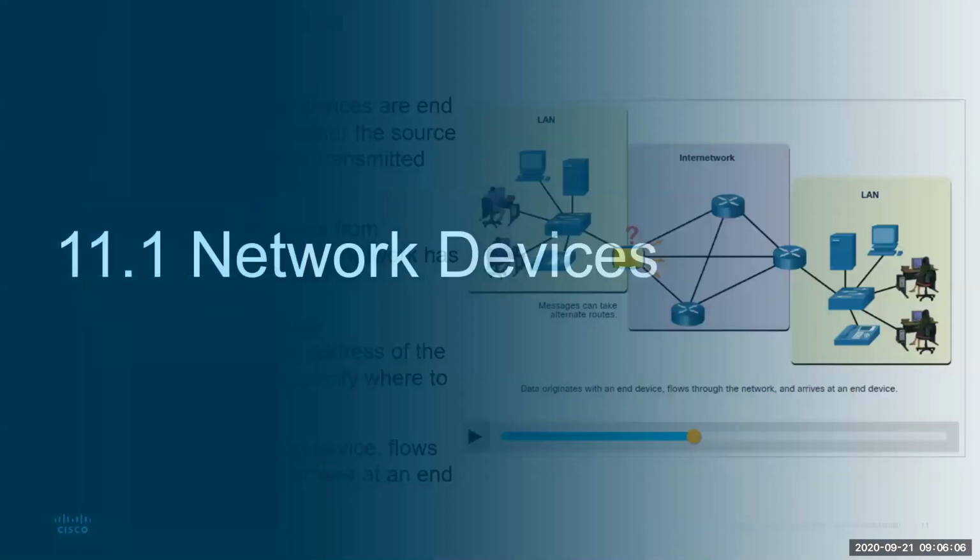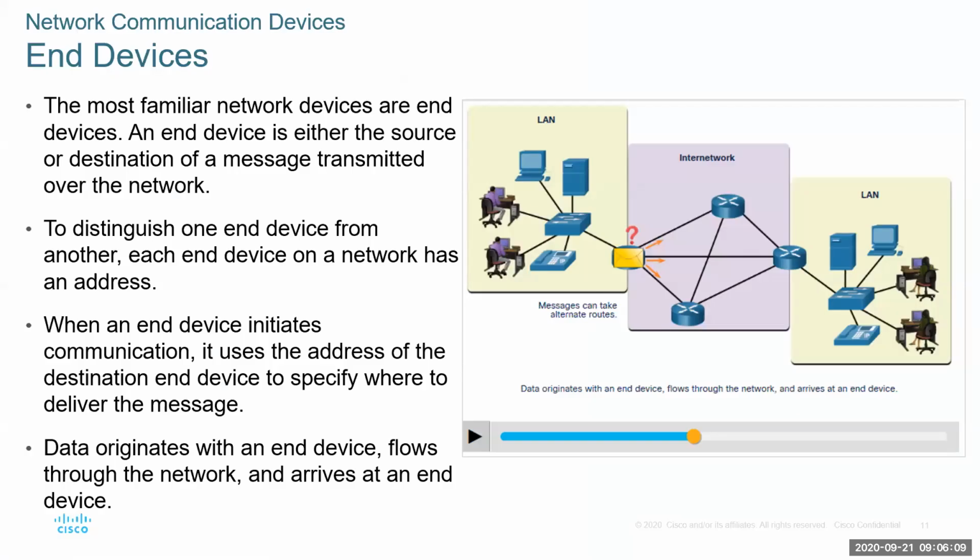So for network communication devices, most of you guys are familiar with this. They're often referred to as end devices. This is going to be your laptop, desktop, phone, printers, cameras, that kind of thing. Those are all described or associated as end devices. To typically distinguish between those, each one has its own address, as everyone knows. Usually you have some form of IP address, and then you're also going to have different MAC addresses as well.